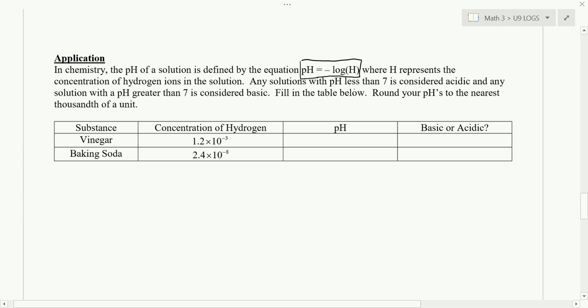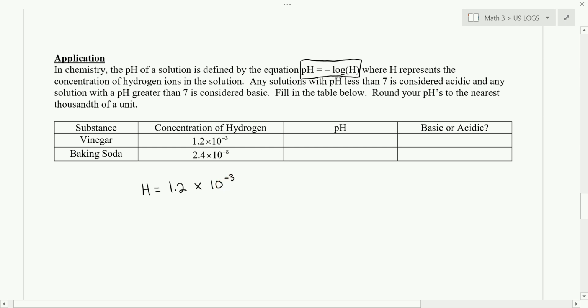And the classification is this. If the pH is less than 7, it's considered acidic, right? Greater than 7, it's considered basic. So let's take a look at vinegar. So vinegar has a hydrogen level of 1.2 times 10 to the negative 3.